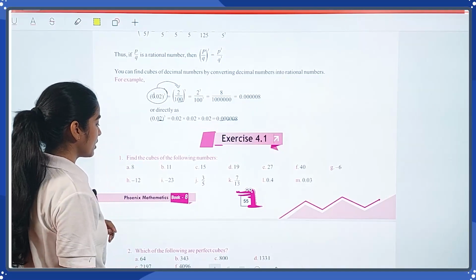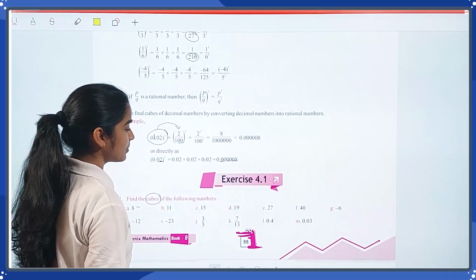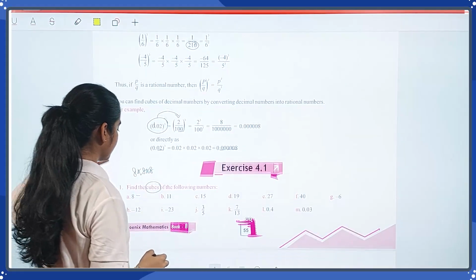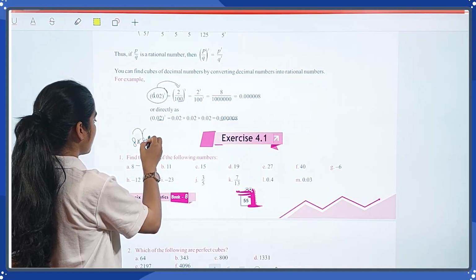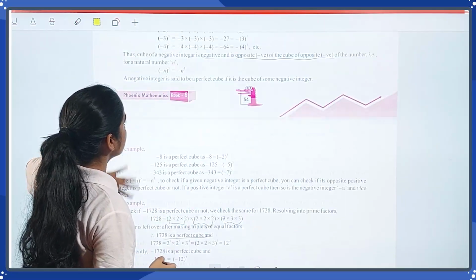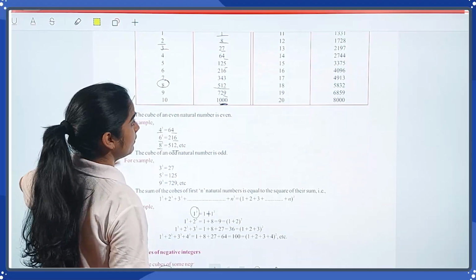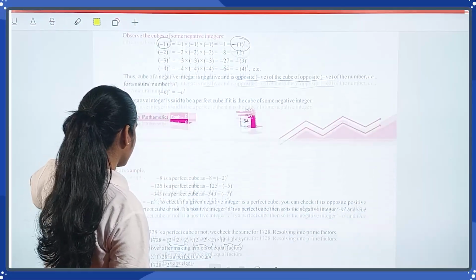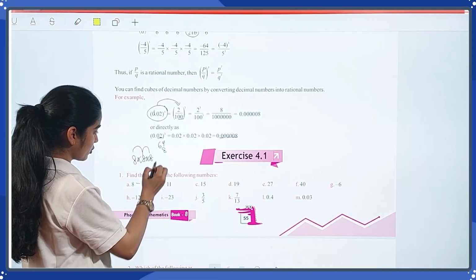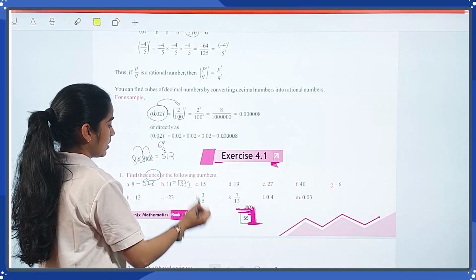Find the cubes of the following numbers. So we have to find out the cube. So 8 cube is 8 multiplied by 8 multiplied by 8. Check it out. 8 8s are 64 and 64 8s are... Wait for a second. You can go through this table as well. 8 cube is 512 and 11 cube is 1331. So 512 is the answer, and 1331.